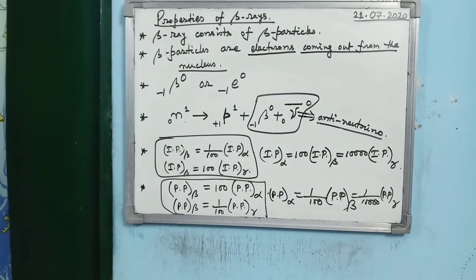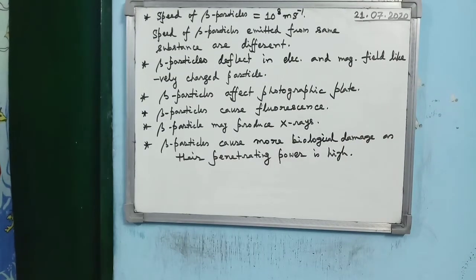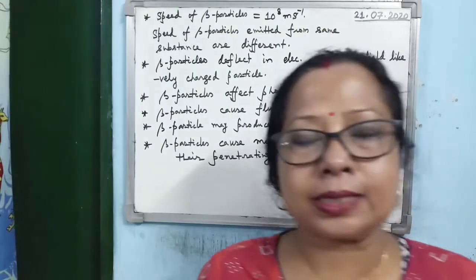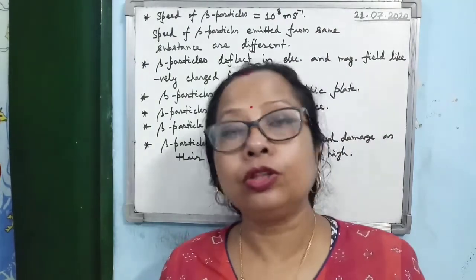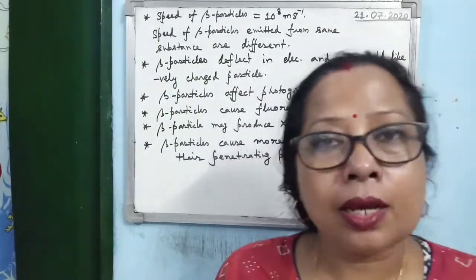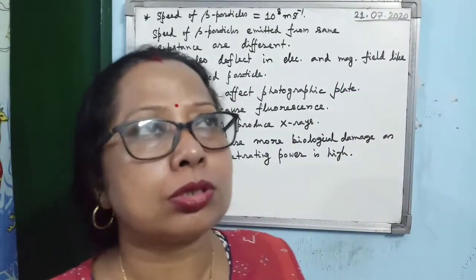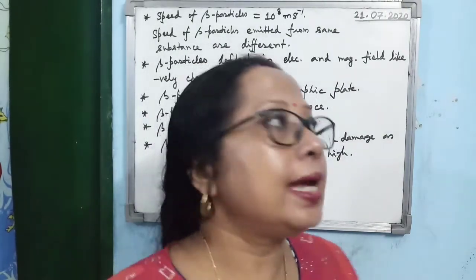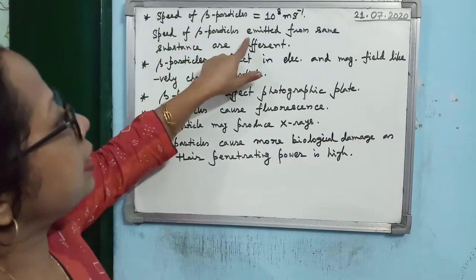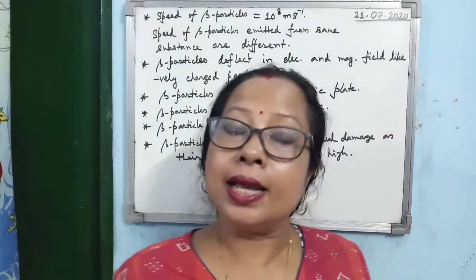Then the other properties of beta particle: the speed of beta particle is of the order of 10 to the power 8 meter per second, but its speed is less than the speed of light, because the speed of light, you know, is 3 into 10 to the power 8 meter per second. You know that it is almost impossible that a particle can move with the speed of light. Then next, the speeds of beta particles emitted from the same element are different.